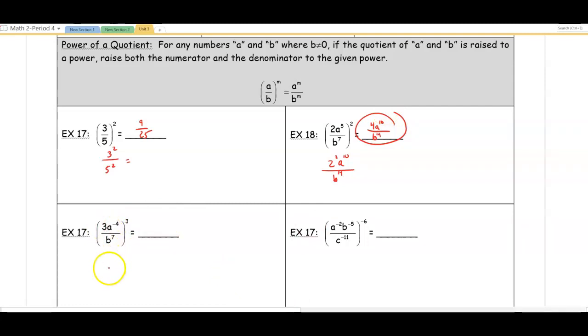Example 17, you're going to get 3 to the 3rd, A to the negative 12. Remember, we multiply the exponents here over B to the 21st. Now, 3 to the 3rd is going to stay and become 27. Since A has a negative exponent, to make that exponent positive, it's going to go down to the denominator. Then B to the 21st stays, so 27, A to the 12th, B to the 21st. Done.